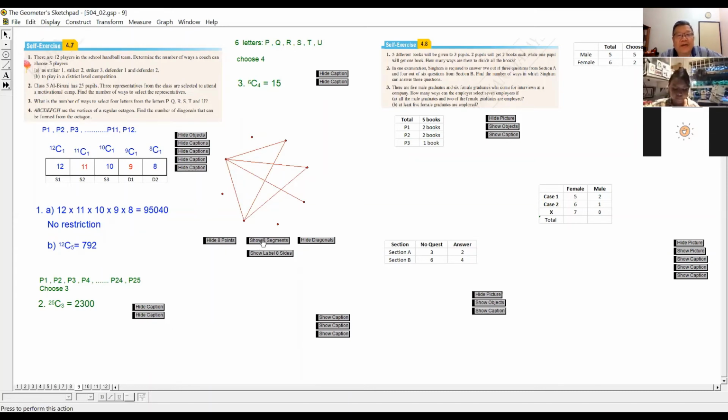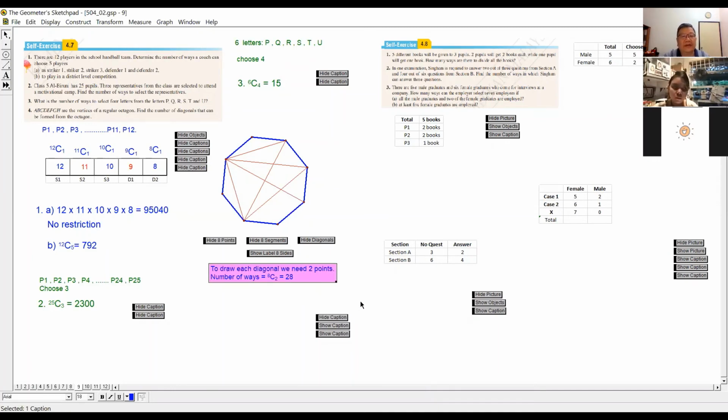So 8 points. This is the octagon, right? You choose any 2 points, and you draw the diagonal there. So how many ways you can choose 2 points, that will be the number. Well, to draw each diagonal, we need 2 points. So the number of ways to draw a diagonal is 8 choose 2. Is that correct? Right, it's 8 choose 2.